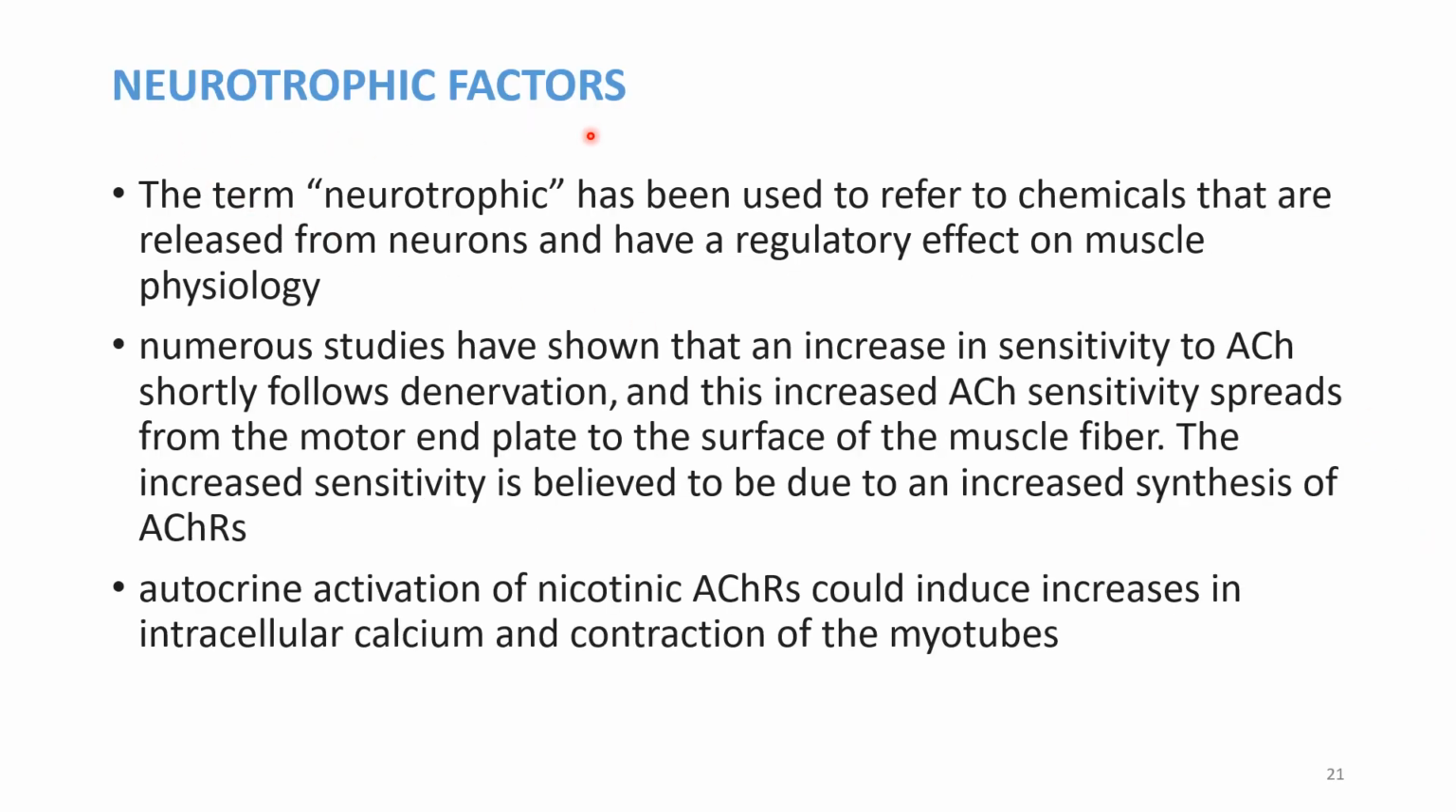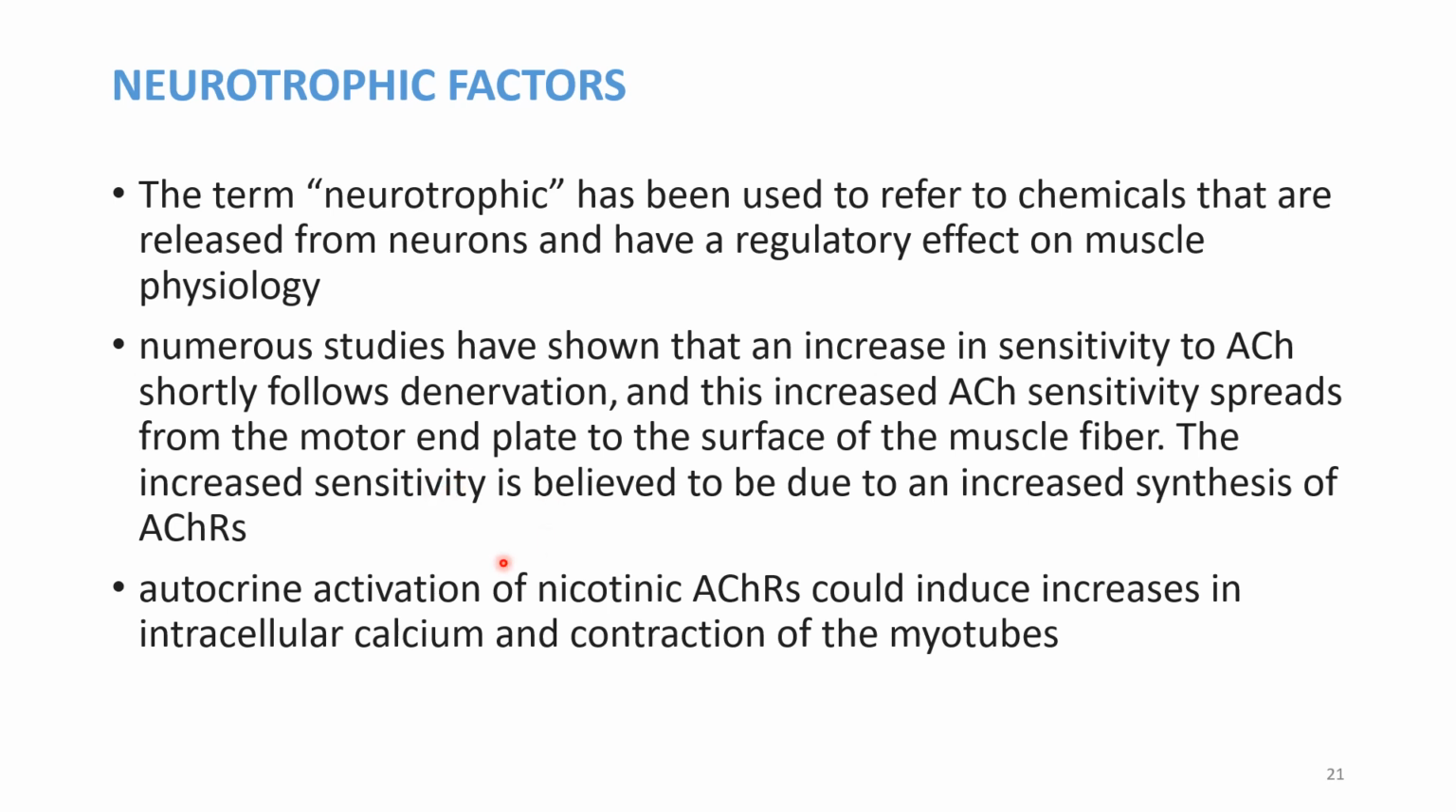Now coming to the neurotrophic factors. The term neurotrophic has been used to refer to the chemicals that are released from the neurons, and they will have a regulatory effect on the muscle physiology. Numerous studies have shown that an increase in the sensitivity to acetylcholine shortly follows denervation, and this increased acetylcholine sensitivity spreads from the motor end plate to the surface of the muscle fiber also. The increased sensitivity is believed to be due to increased synthesis of acetylcholine receptors.